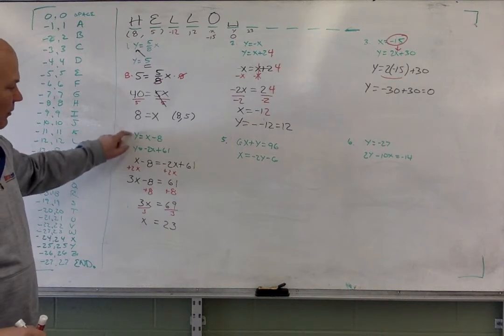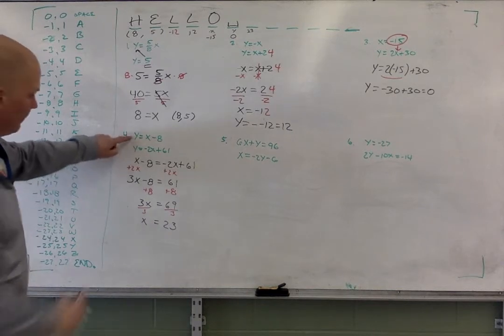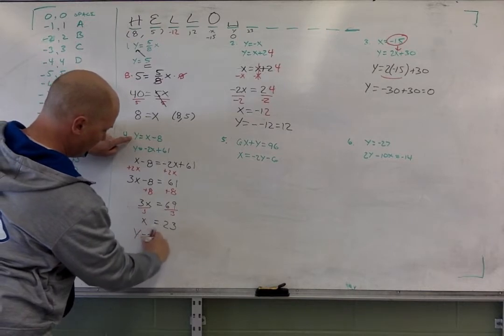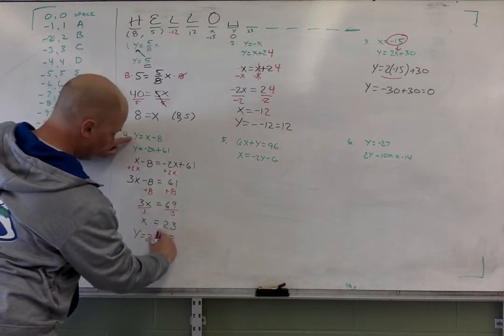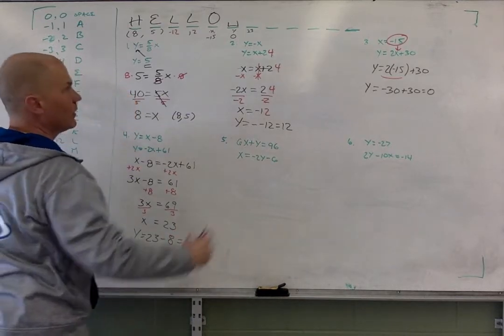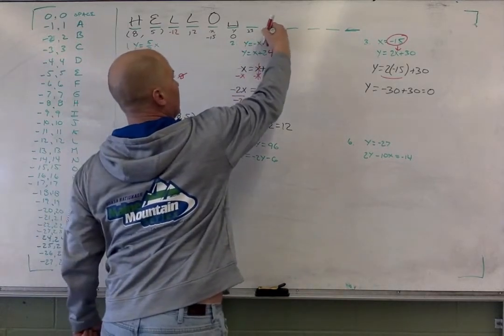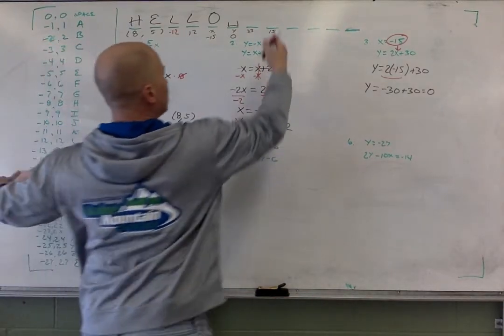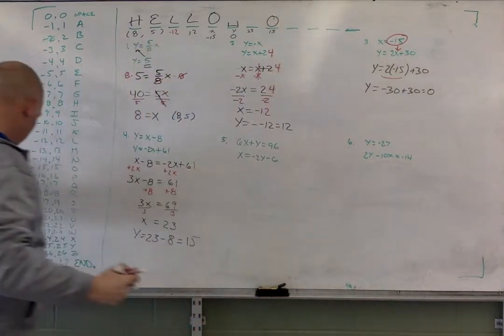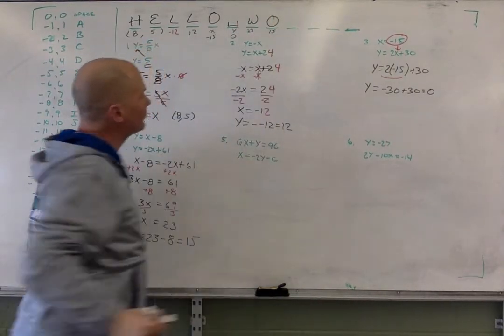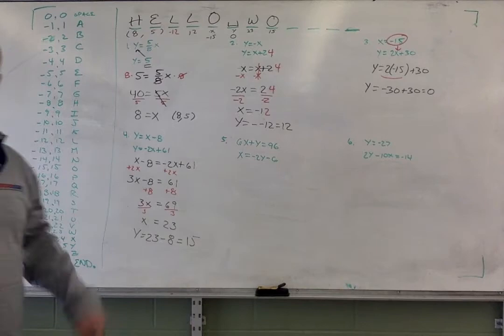I could plug into either equation, but this one's easier. So y equals 23 minus 8, and that is going to be 15. So 15 goes here. 15 is an O. 23 is a W. And then we just keep going.